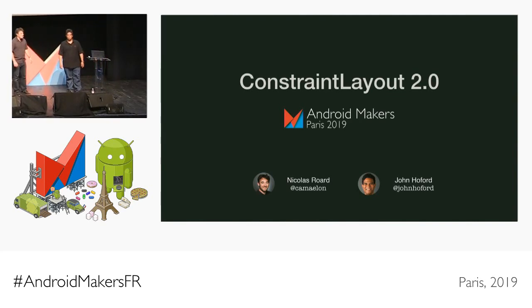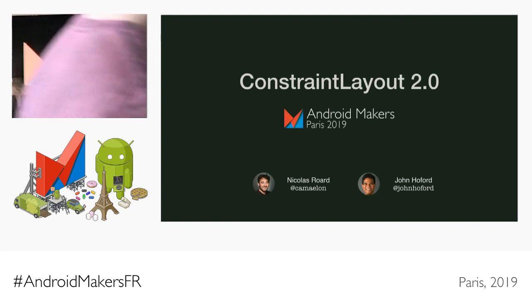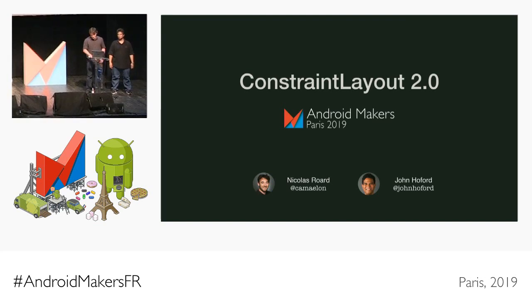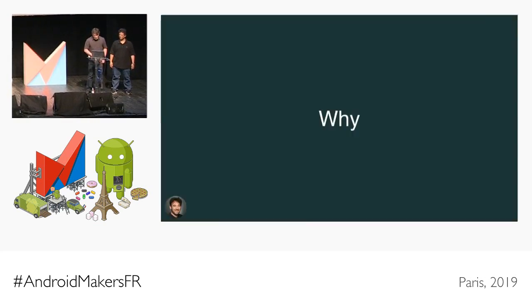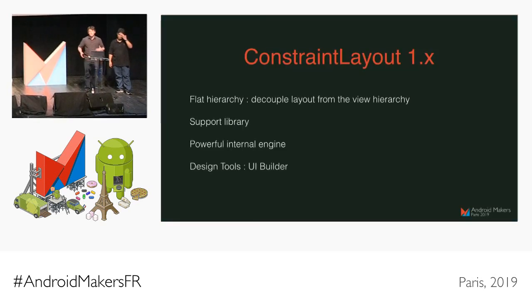And I'm John Hoford. And so we're going to talk about ConstraintLayout 2, which after numerous alpha releases, we are hoping is soon to be in beta. All right, so why ConstraintLayout? Well, if we go back to ConstraintLayout 1, what is it that we try to achieve with it? Essentially, the idea was to make creating a UI faster, easier, take your pick.